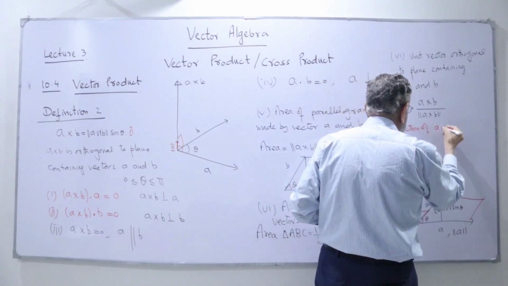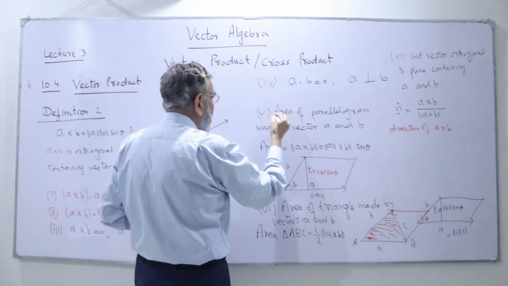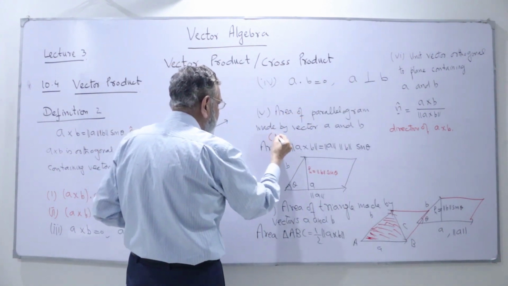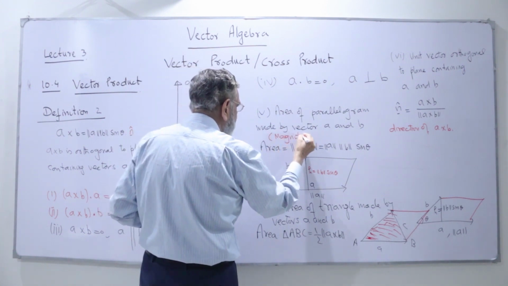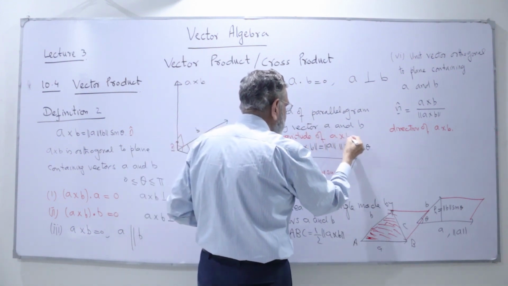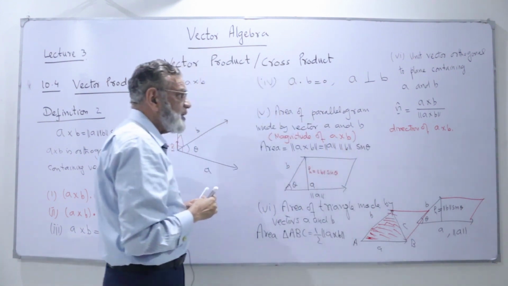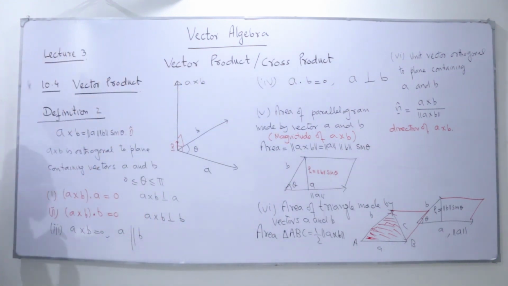This is the direction of vector A cross B. And this parallelogram was here, this was the magnitude of the vector, the magnitude of the cross product of A cross B. This was the magnitude, and that is the direction of A cross B. We will apply this concept to do some of the problems.